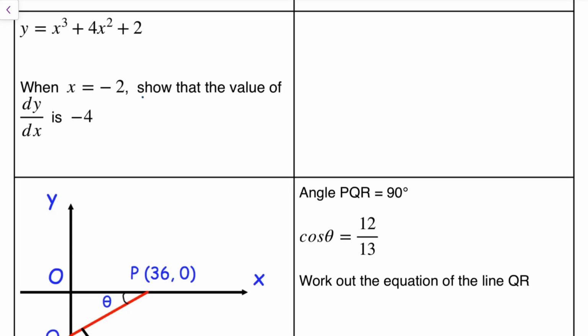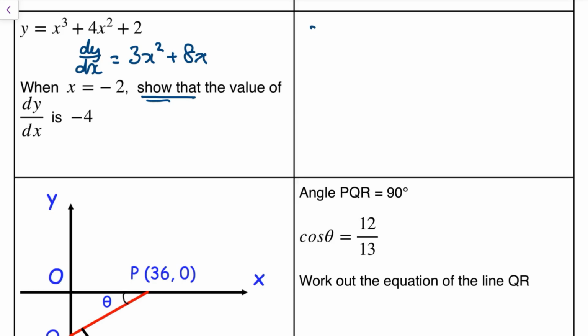Show that. There's a show that question, so I need to make sure I'm showing clearly what I'm doing. So I'm going to write up here that dy dx is equal to 3x squared plus 8x, plus, well, not plus anything, it goes away. Okay, so let's show that question. So I need to show some working in between. I can't just write down the answer, even though it's reasonably straightforward.